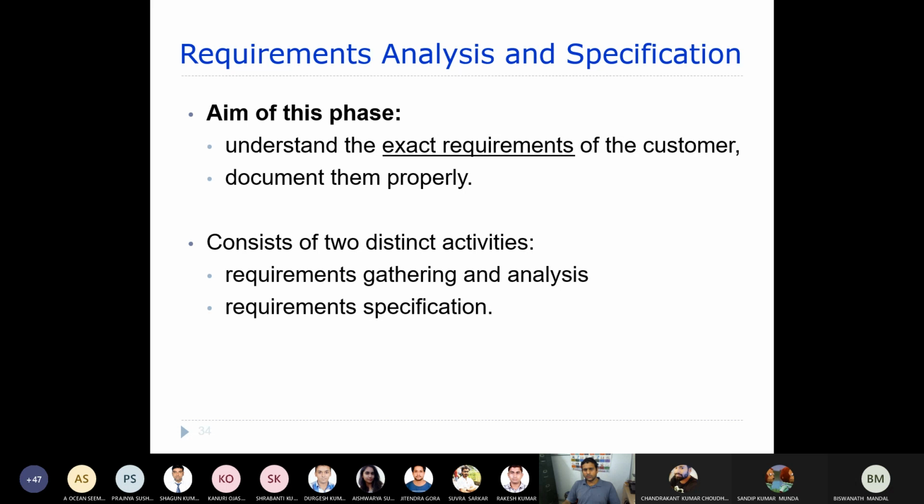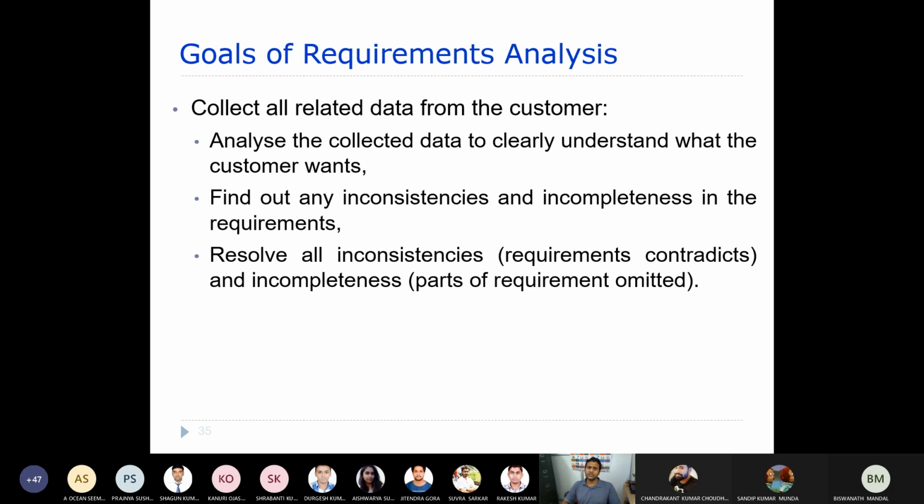Okay, and it includes two distinctive activities, as I told you. So first you need to gather the requirements, and then you need to analyze. So requirement gathering and analysis is one activity, and the other activity is specification. You try to specify the requirements properly. Now what is the main goal of this requirement analysis phase?